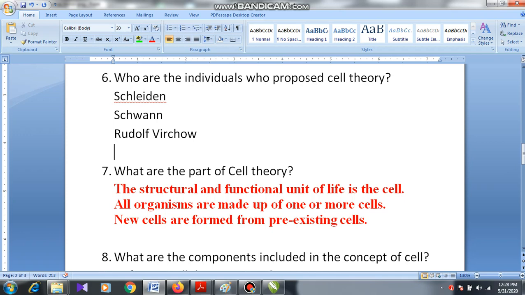If elephants are absent in the world, you can't bring elephants to the world. From elephants, you can make elephants. From horses, you can make horses. From amoeba, you can make amoeba. From a cell only, you can make a cell. That is, new cells are formed from pre-existing cells.